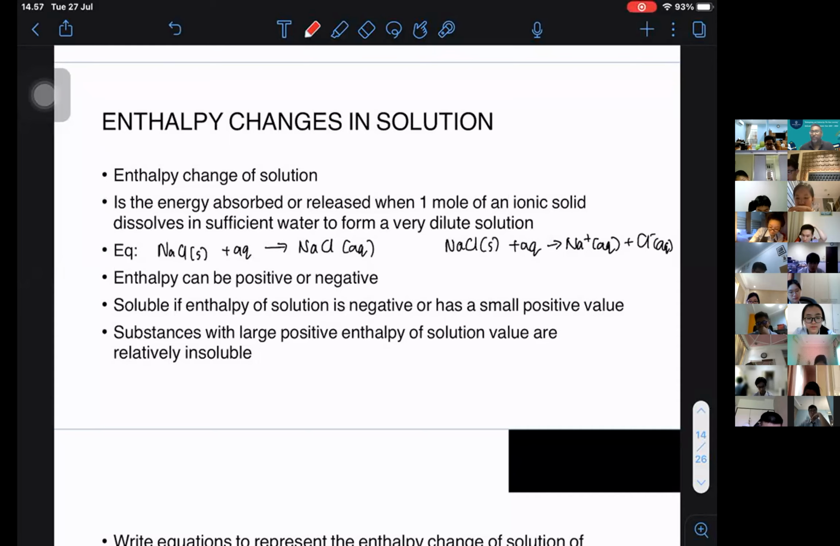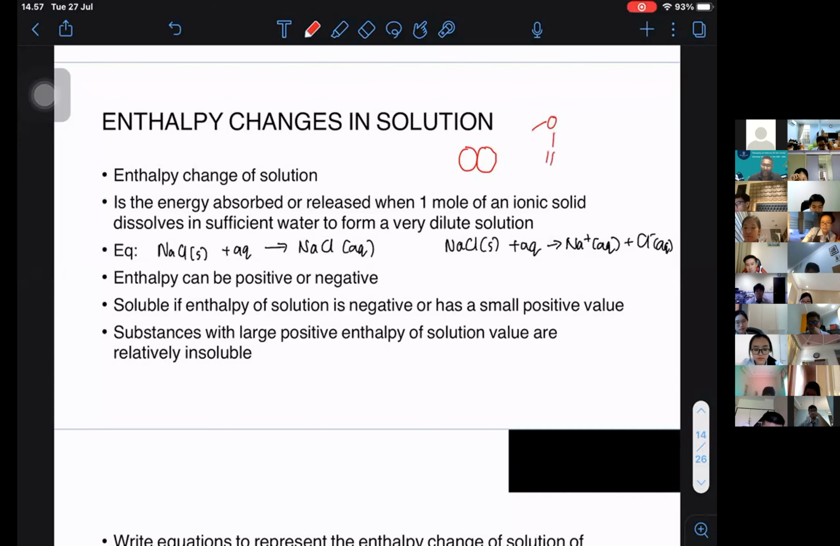If they can form bonds with water, for example if I have an ionic compound like sodium chloride, water is going to be very special. Water has what we call a dipole, delta negative and delta positive, so there will be positive and negative. Please take note of that.